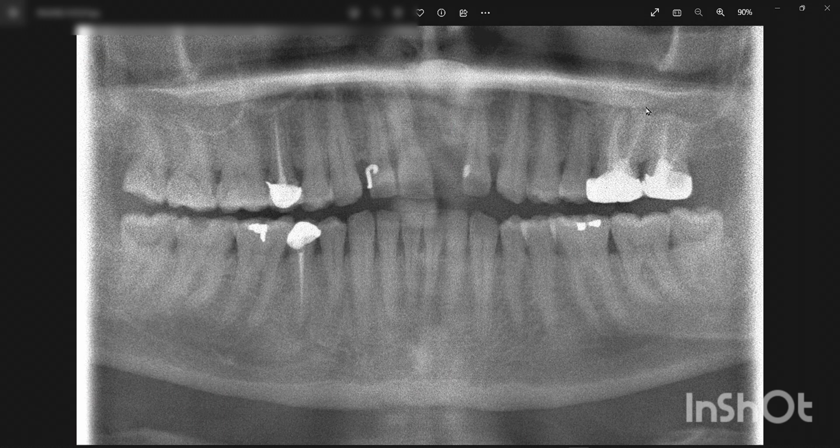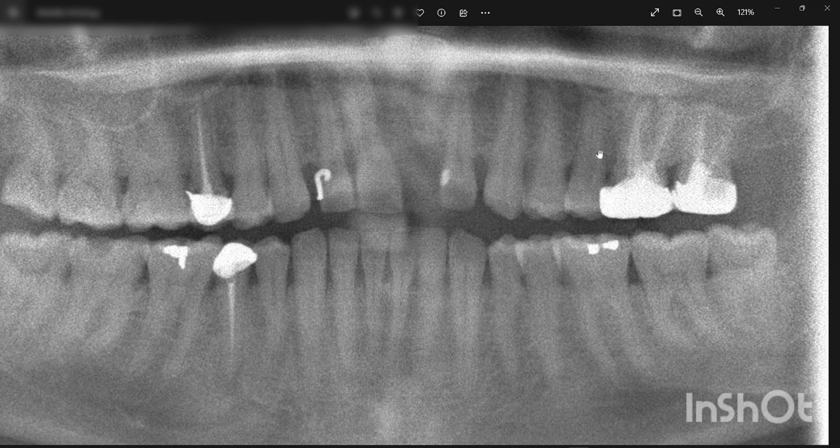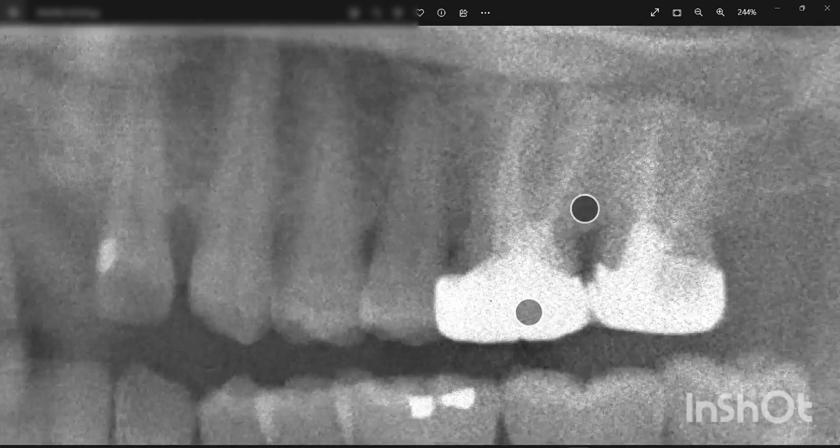Okay, so of the mesiobuccal root. Basically, the patient first came with the chief complaint of the upper left side. So this is the upper left side, the area of chief complaint.